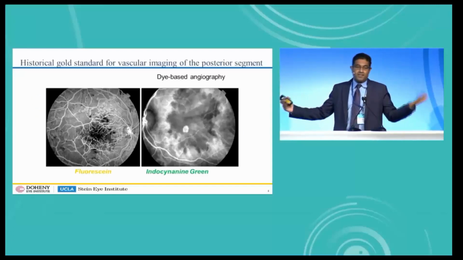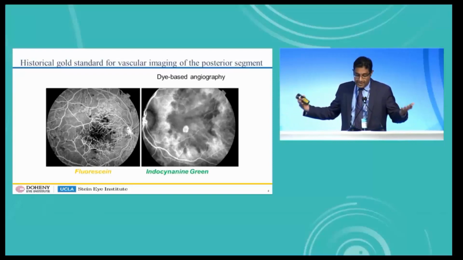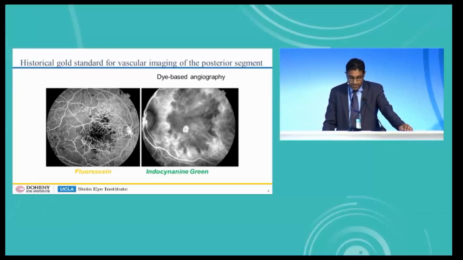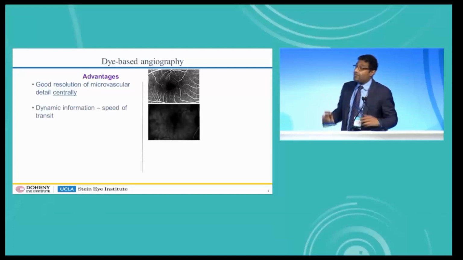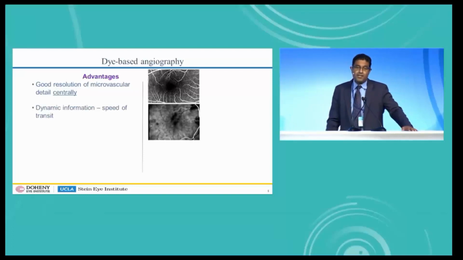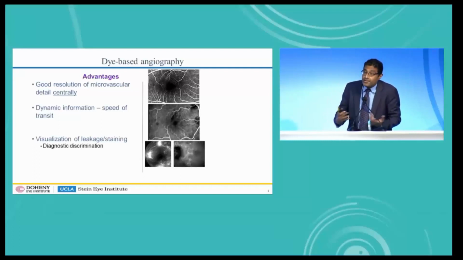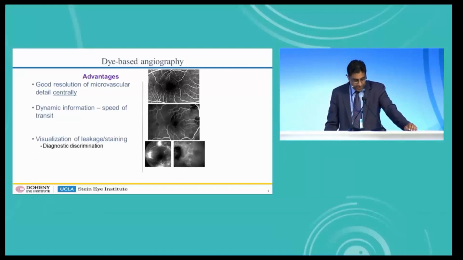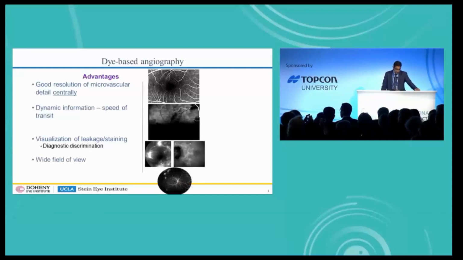Dye-based angiography, fluorescein and ICG, have been the gold standard for decades for how we image and study the posterior segment, and for good reason, because they have many advantages. They provide excellent resolution of the microvascular detail, at least centrally. They give us dynamic information, things like speed of transit, that's actually informative for many diseases. It allows us to visualize a sort of functional metric, in terms of leakage and staining, and that provides us an ability to distinguish between many different types of diseases.